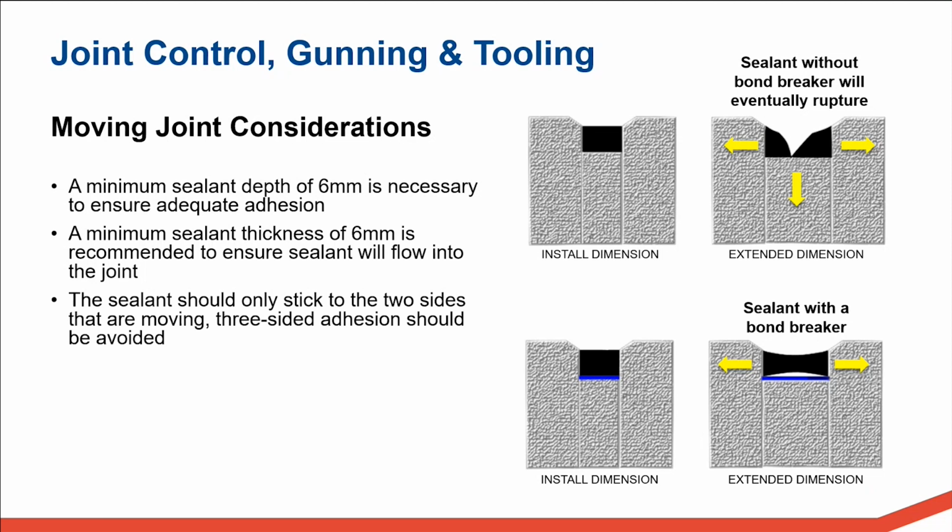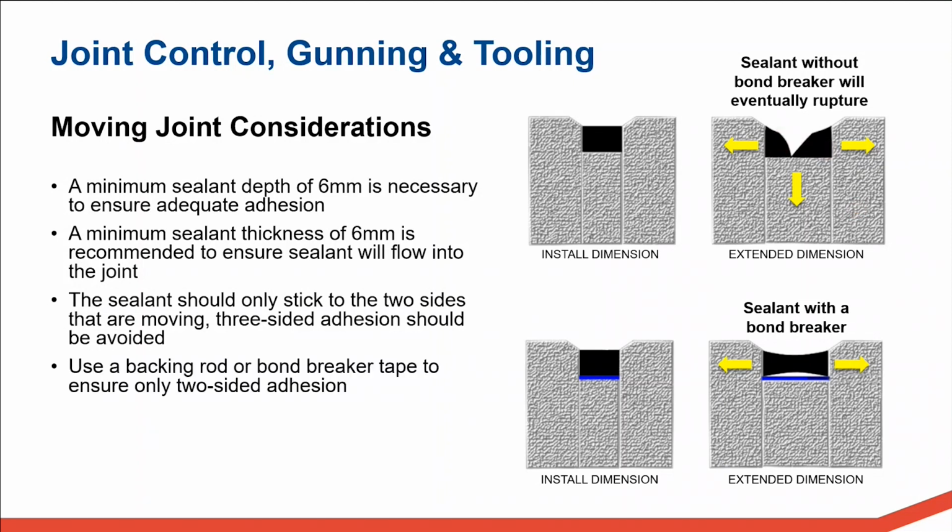Sealants should only stick to the 2 sides that are moving. 3-sided adhesion should be avoided. This can be done with the use of a bond breaker tape, as you can see shown here, or a backing rod. When you have 3-sided adhesion, the movement capability of the sealant decreases significantly, and the joint becomes much more susceptible to tearing, as shown in that top image there. Refer to the product technical data sheet for advice on the maximum joint width as well.